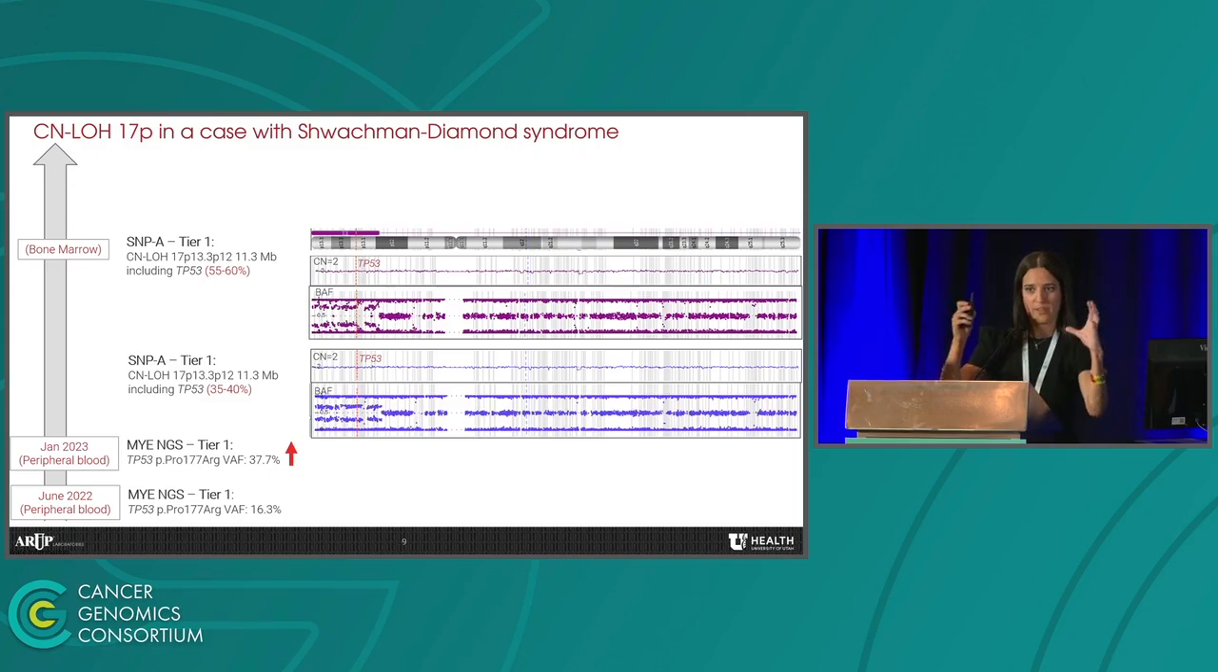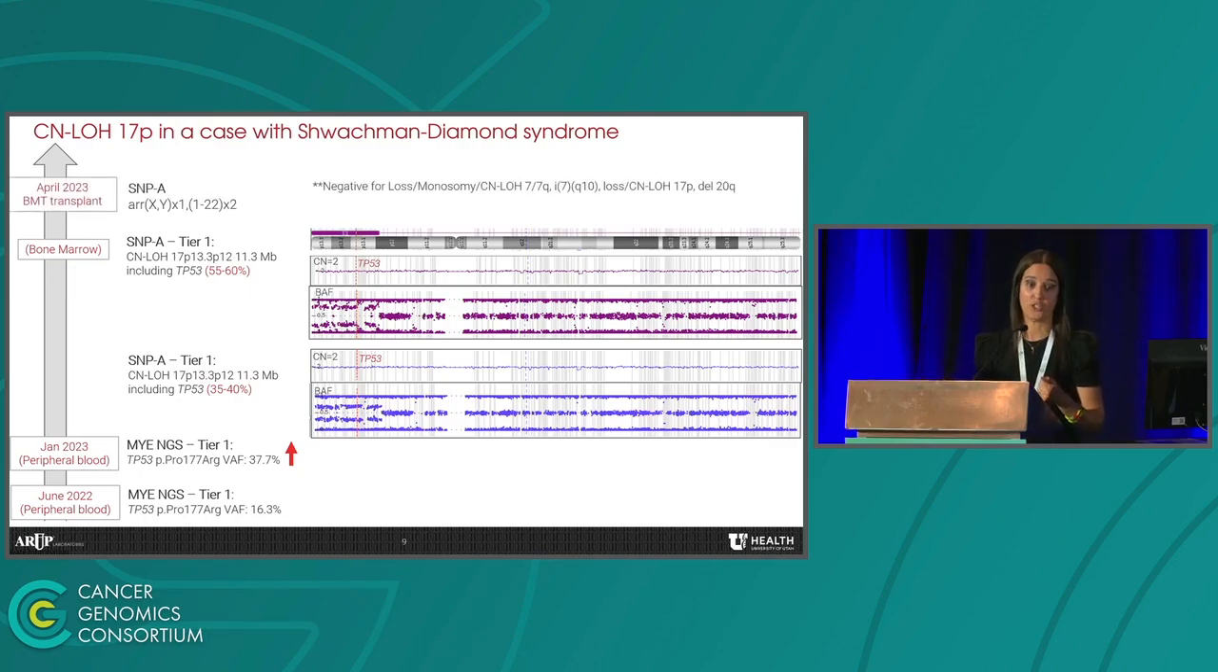So putting together all the pieces of this puzzle, we see tier 1 variants and the presence of CNLOH 17p, which is highly suggestive of the presence of biallelic variants in TP53. And this is very relevant for monitoring these patients and led to bone marrow transplant in April 2022.